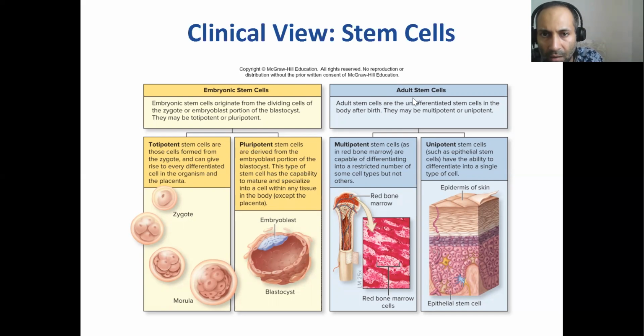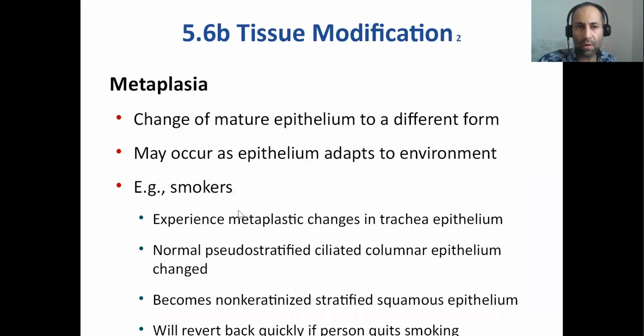By the time you become an adult, as you see here, those cells become multipotent, which means they are capable of differentiating into other tissues, but with a limited ability at this point. And unipotent stem cells only make one type of tissue. That's why you would prefer to get your stem cells from embryos, because they have so much more potential, right? Okay, so then you have something called metaplasia.